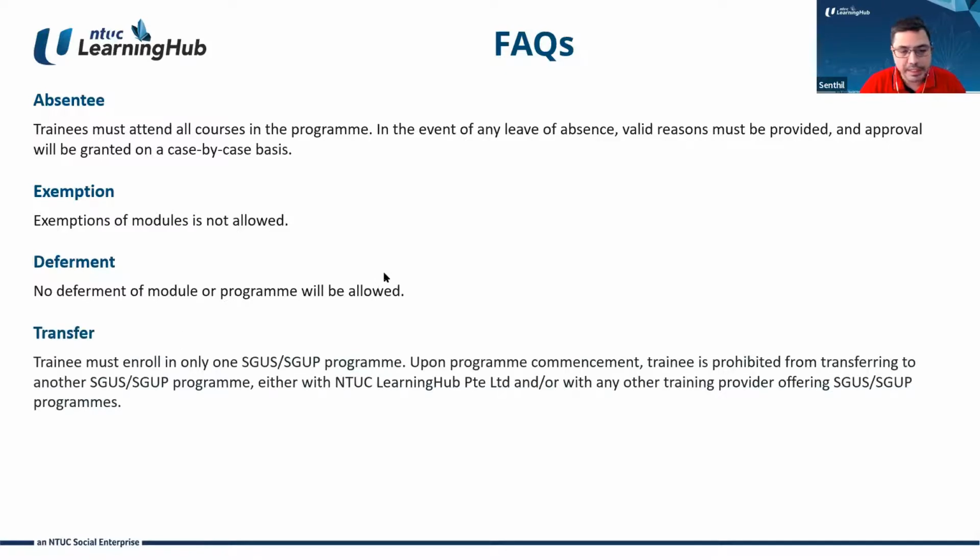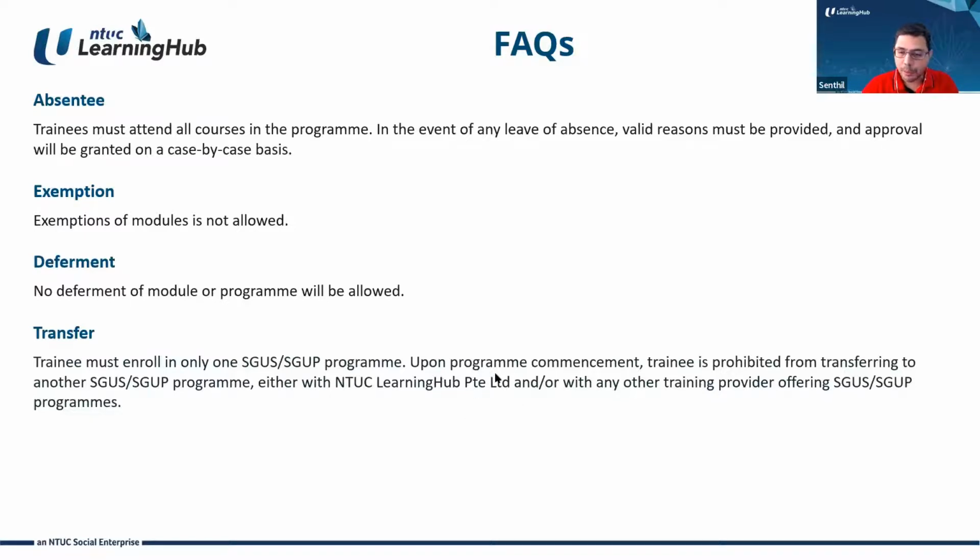The next topic is transfer. As per the policy set by SSG, a trainee must enroll in only one SGUS or SGUP. SGUS is the program that I'm sharing with you today, the SGUnited Skills program. But there is another program called SGUP. This is a program for mid-career professionals, which is run by the universities, the polytechnics, and the big brands like IBM. So there is another program called SGUP in the market.